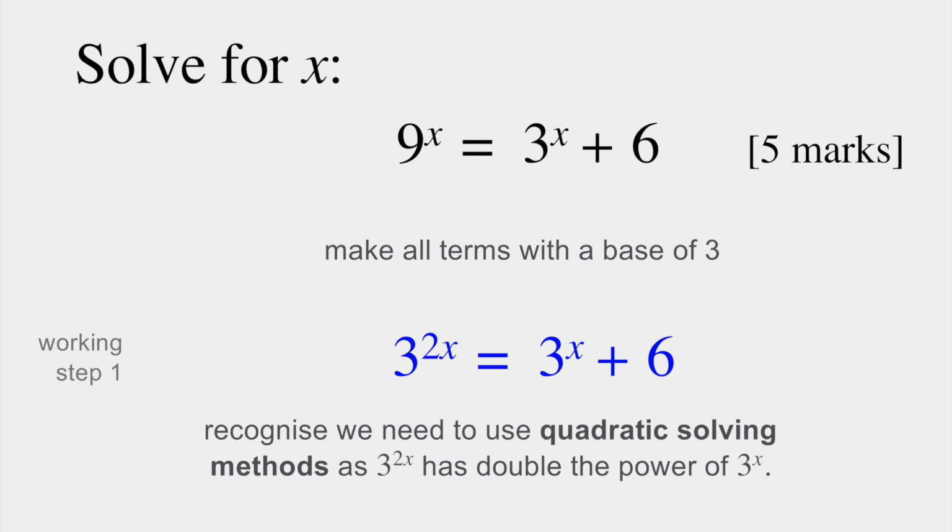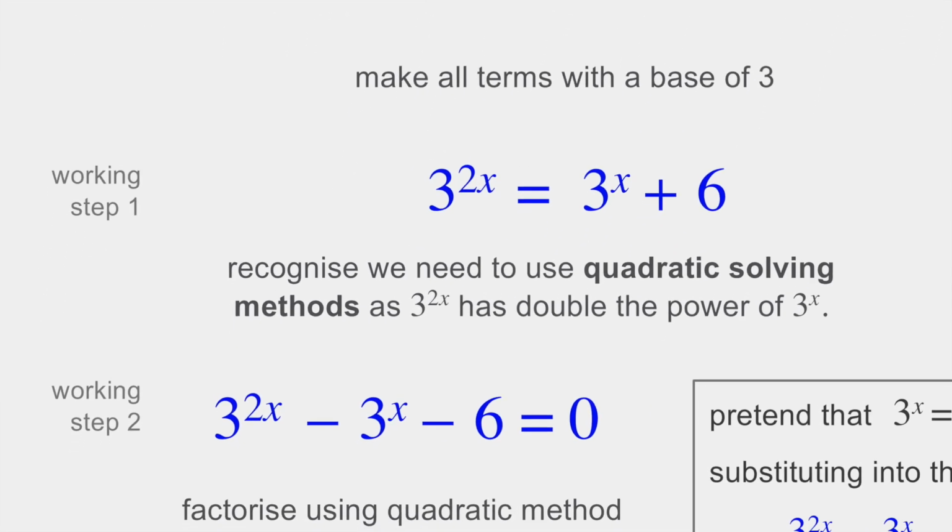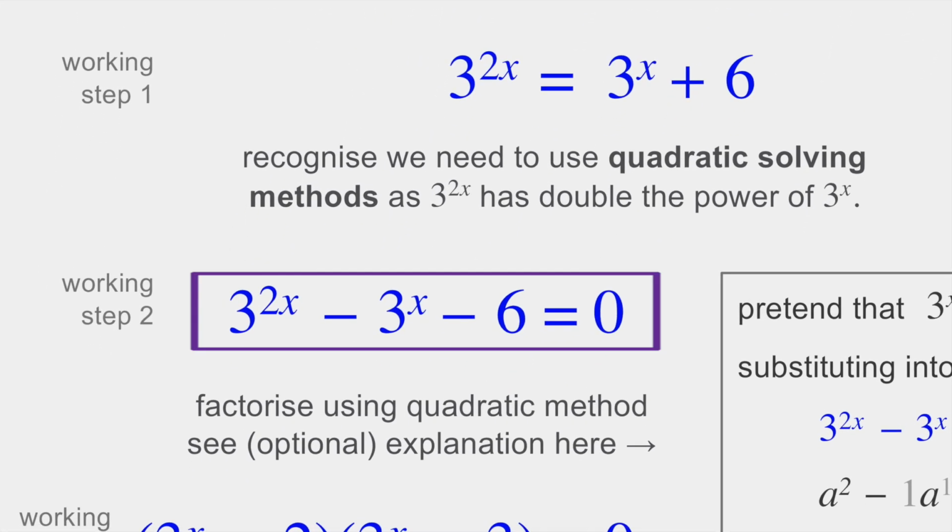Another way we could try to solve this is by trial and error, and you could try out different numbers in here to see what will make the equation balance. But again, if we do it by trial and error, we're not going to be able to get the full 5 marks. So it is expected that we use the quadratic solving method here. My next step of working is just to make it equal to 0. So I'm just rearranging the equation to make it equal 0.